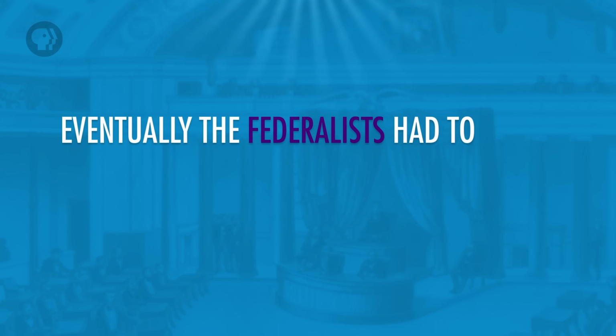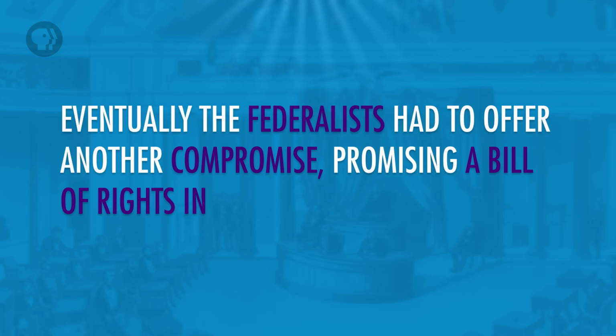So the Federalist position won out and the Constitution was ratified, and that's the government that Americans have been living under ever since. Hooray! Because the Constitution was passed, we tend to think that everyone loved it, but it wasn't nearly as clear-cut as hindsight makes it appear. Eventually, the Federalists had to offer another compromise, promising a Bill of Rights in the first 10 amendments. This isn't called one of the constitutional compromises because it happened outside of the convention, but it was yet another example of how different interests had to give a little in order to get a constitution passed.